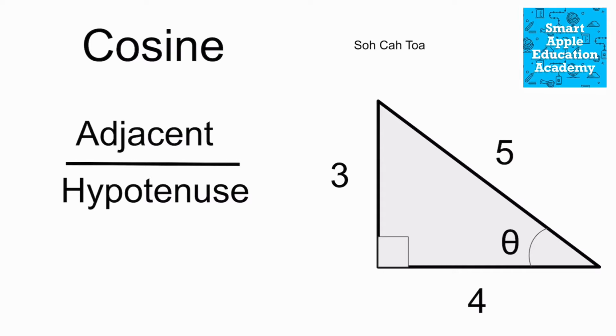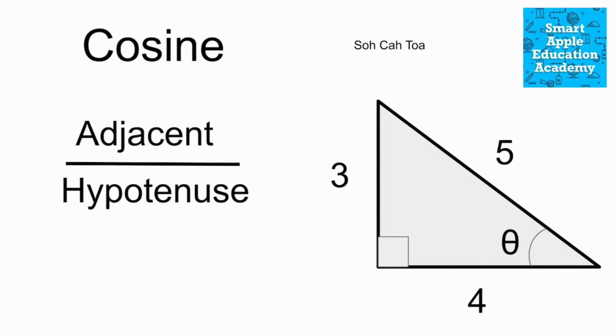And if you really want to remember that, you can look at the upper right-hand corner of the screen, and you'll see where it says SOHCAHTOA. So SOH is for sine, CAH is for cosine, and TOA is for tangent. Since we're dealing with cosine, you can look at the CAH. The C stands for cosine, the A stands for adjacent, and the H stands for hypotenuse. So this can help you remember that cosine's ratio is adjacent over hypotenuse.